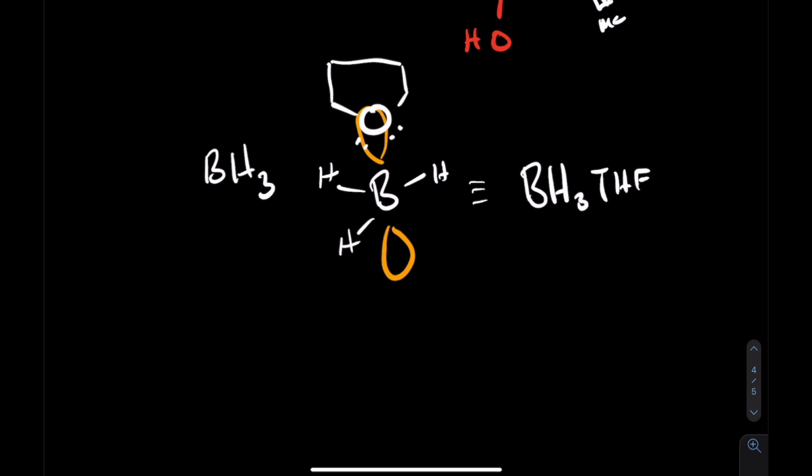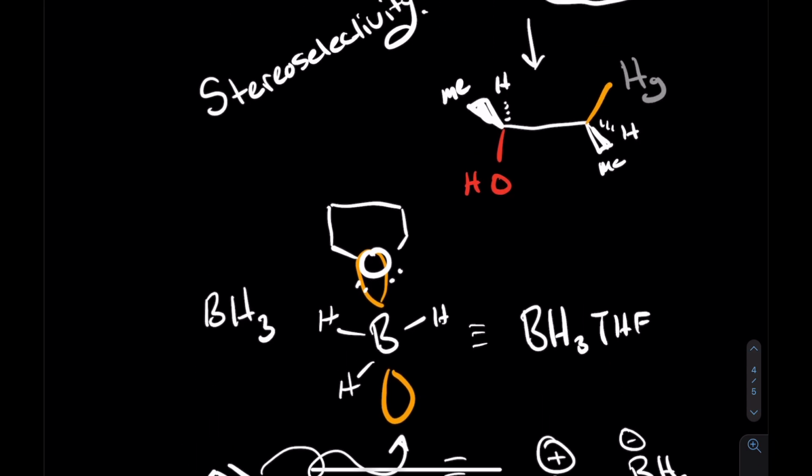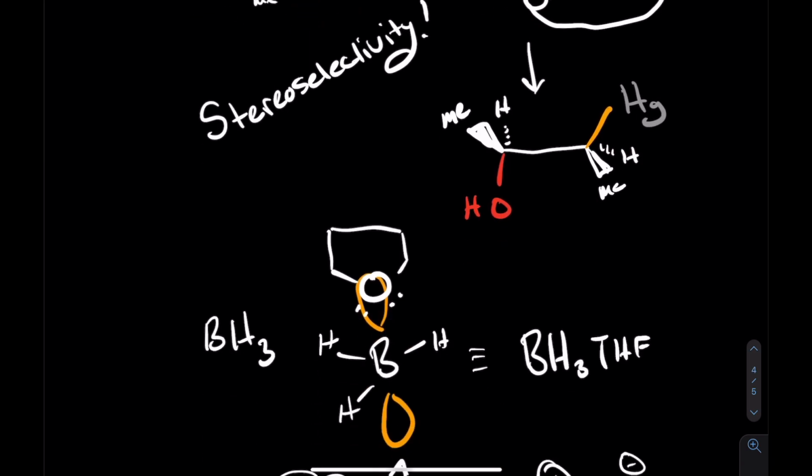Because boron loves electrons, if you have an alkene, it would be quite happy to get rid of that THF and just go whoop, bonk, and boom. What you then end up with, instead of an alkene, is a borate and a carbocation right there. So that's pretty neat. Now, you'll notice that I have drawn a BH3 minus.